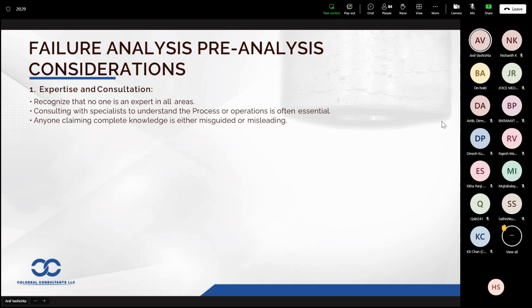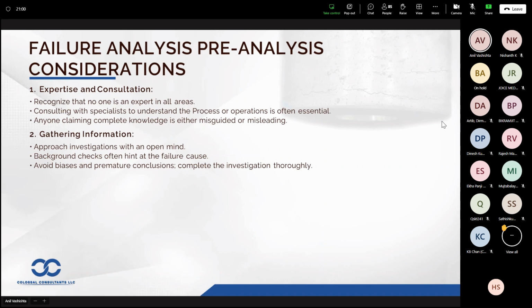So it's not that the person doesn't know anything about the failure analysis. If somebody says that I'll have to refer to somebody because this is a process related failure, you have to give credit to him. If somebody is trying to say that he knows everything, this is nothing, this is very straightforward and all, then he's either misguided or he's misleading.